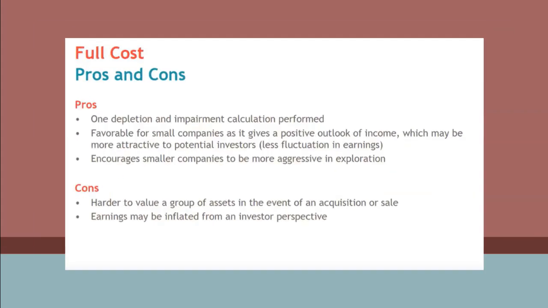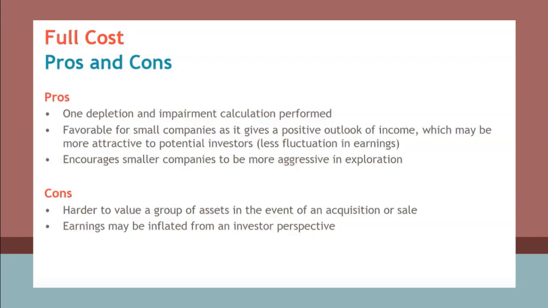For full cost, some of the biggest pros are it's just one depletion and impairment calculation performed. It makes it a little bit easier and cleaner because all of the costs lose their identity by property. So it's all in one full cost pool. And so this is favorable for small companies as it gives it a positive outlook of income, and also just easier to keep track of.